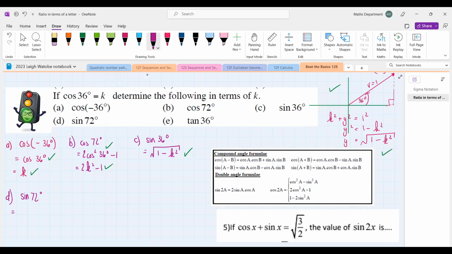So ma'am, it was the sine of 2 times 36. Correct. And then, ma'am, what's this? You substitute, ma'am. So then you've got to expand your double angle. So you'd write this as 2 sine 36 times cos 36. Lovely. Well done.